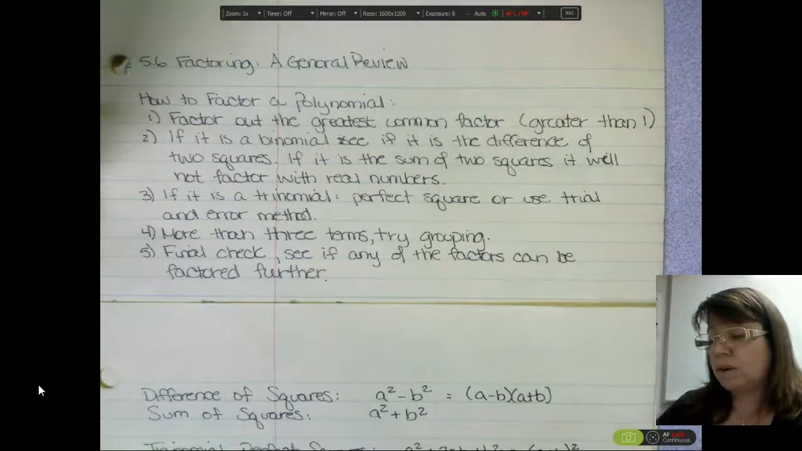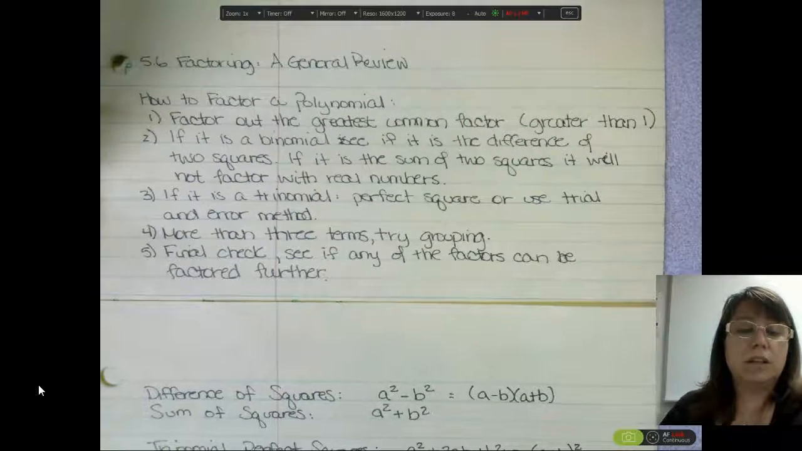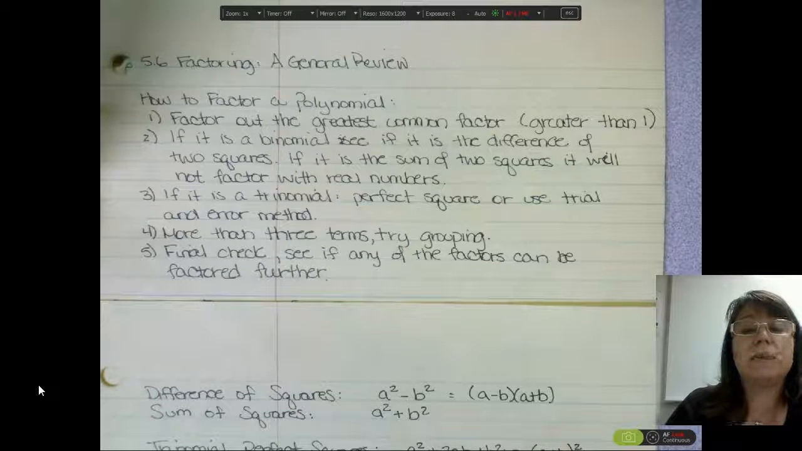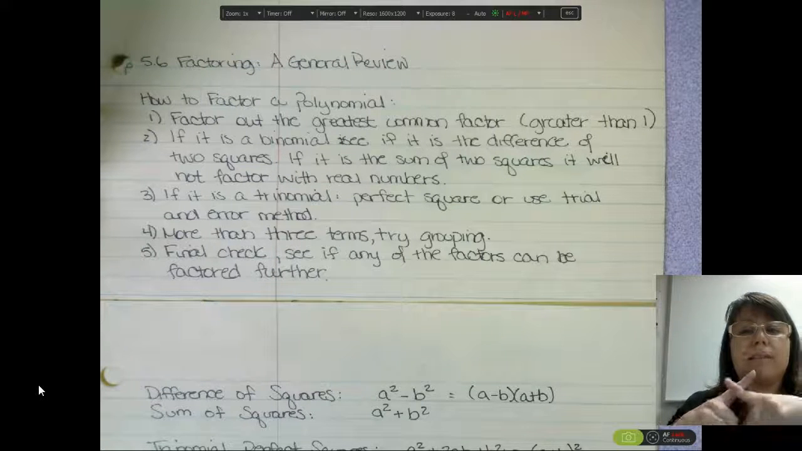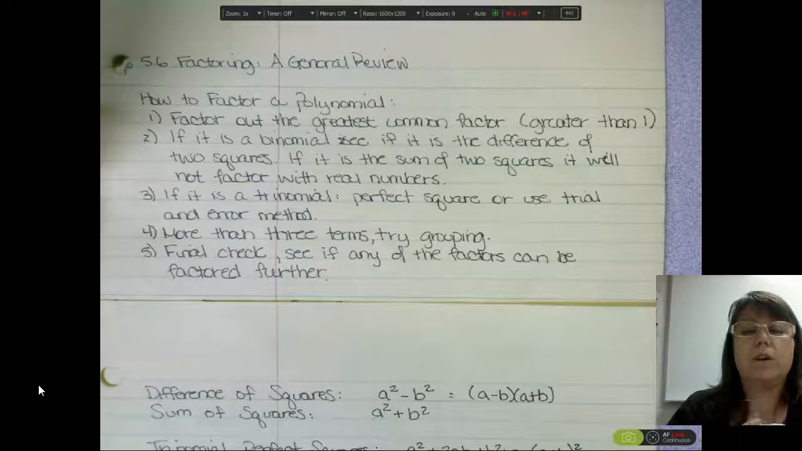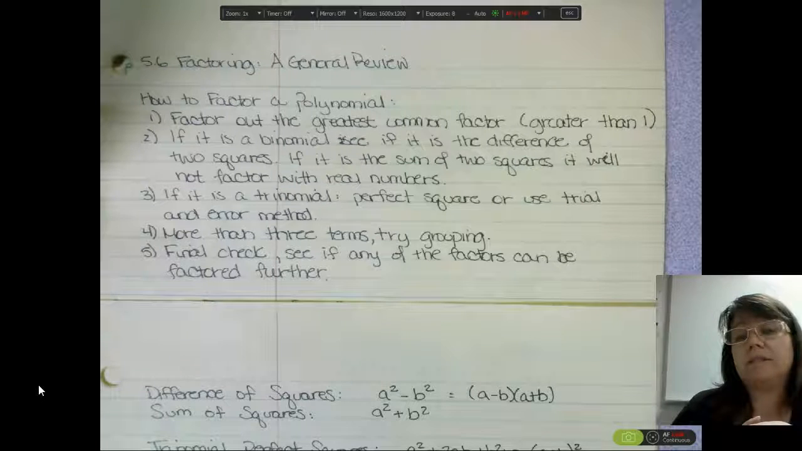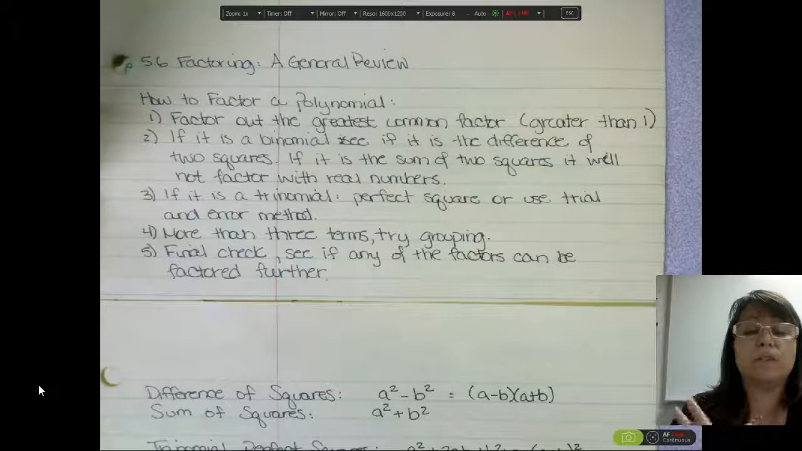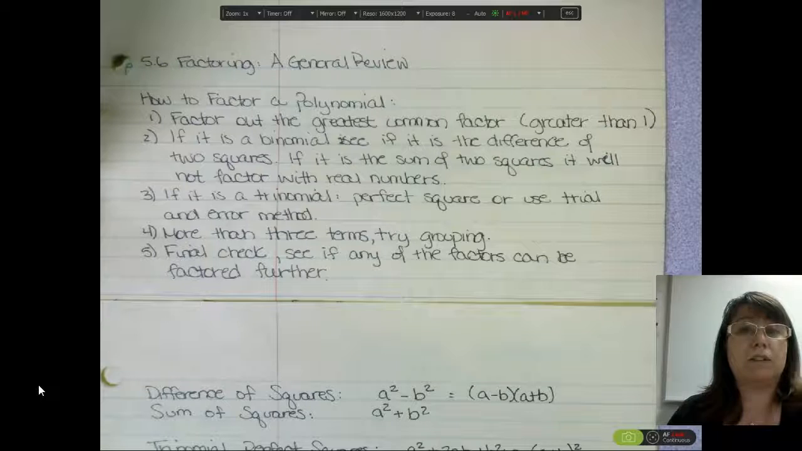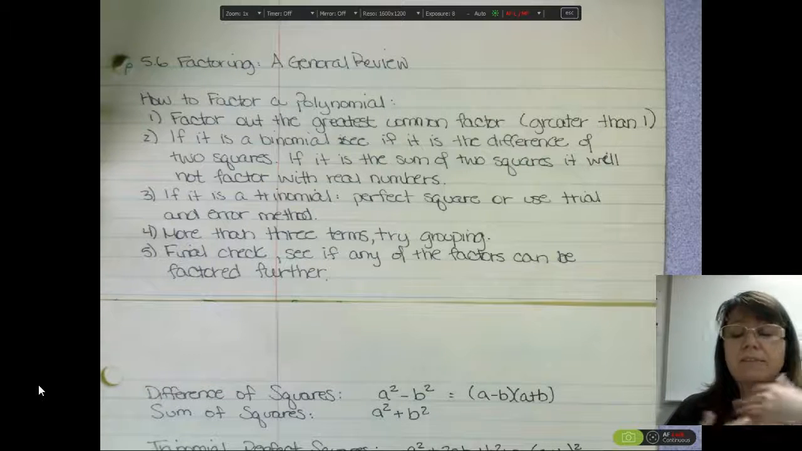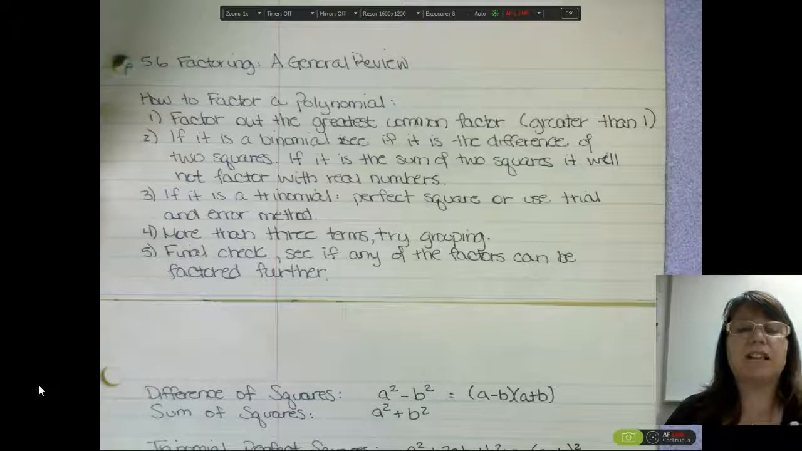If it is not one of the special trinomials, then we want to use either the trial and error method, or in a supplemental video lecture, I did show you the X method. So you want to use one of those methods. If you have more than 3 terms, maybe you try grouping at least a few sets of those terms so you can break it down into a smaller problem. And then finally check to see if there's any factors that can be factored even further.